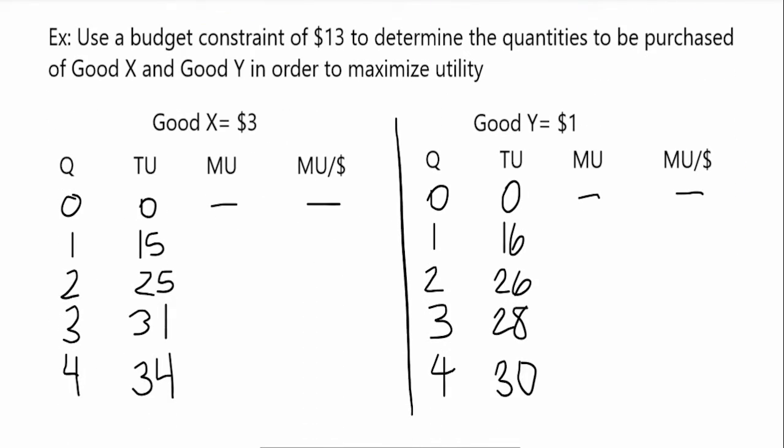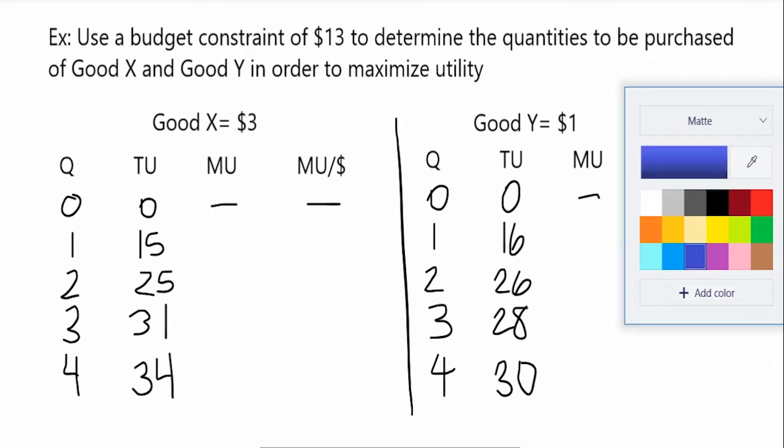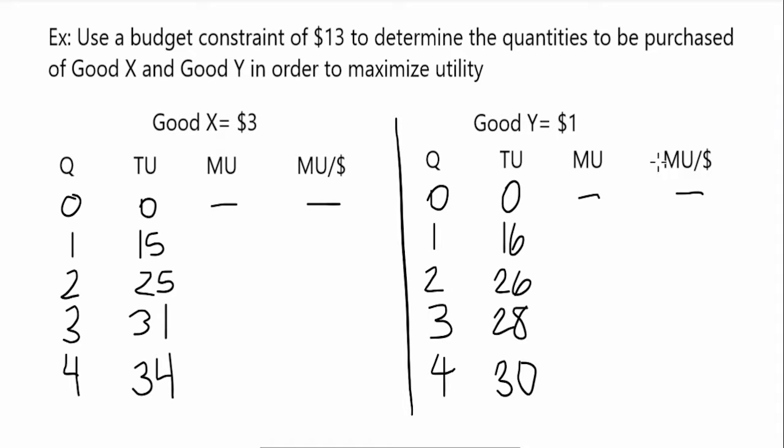So let's take a look at this example. It says use a budget constraint of $13 to determine the quantities to be purchased of good X and good Y in order to maximize utility. So first, let's start off by filling in our chart. Let's fill in our chart for good X. We're given the quantities and total utility, and we need to find marginal utility and then marginal utility per dollar.